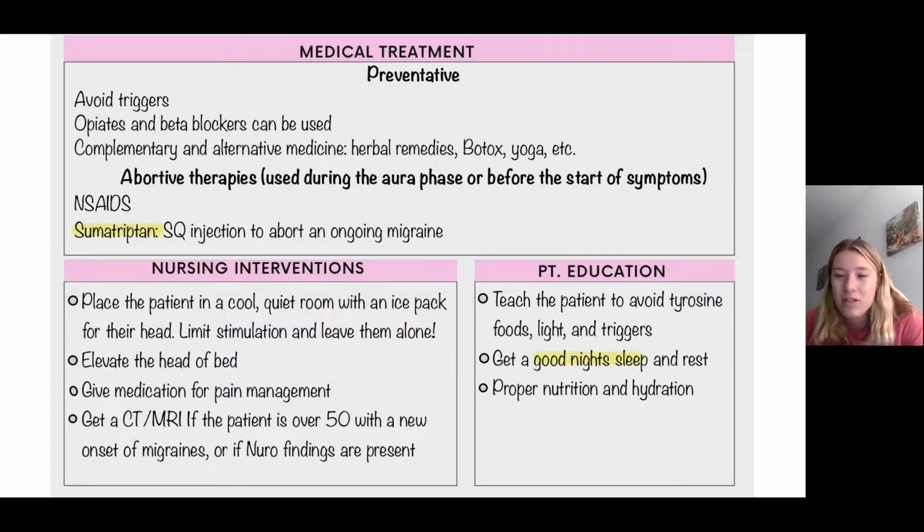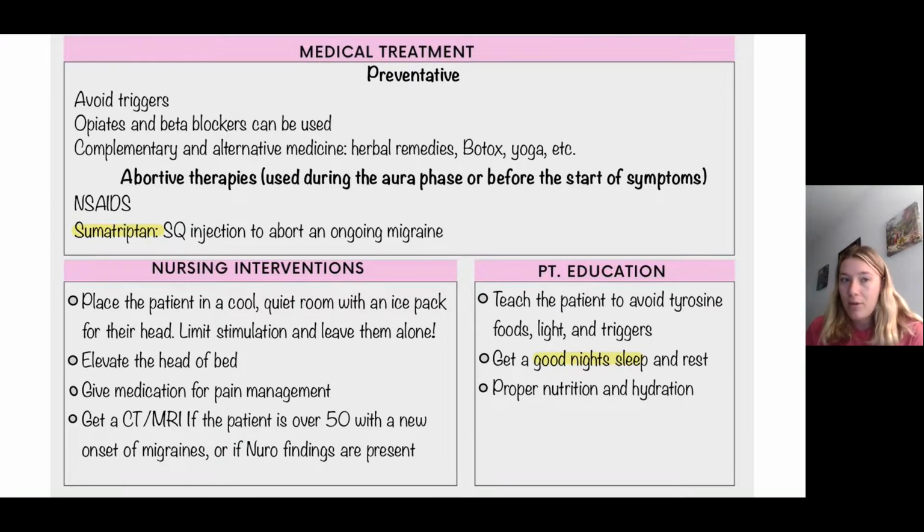So let's focus on more of our treatment for these. Really, we want to avoid triggers. Usually migraines can be brought on by stress, etc., but it's tailored to the patient. Each patient will have their different triggers. So just keep that in mind. We can also use opioids and beta blockers to help. There's a lot of different CAM methods: herbal remedies, Botox, yoga, etc. But really, we're going to focus on some pain management.